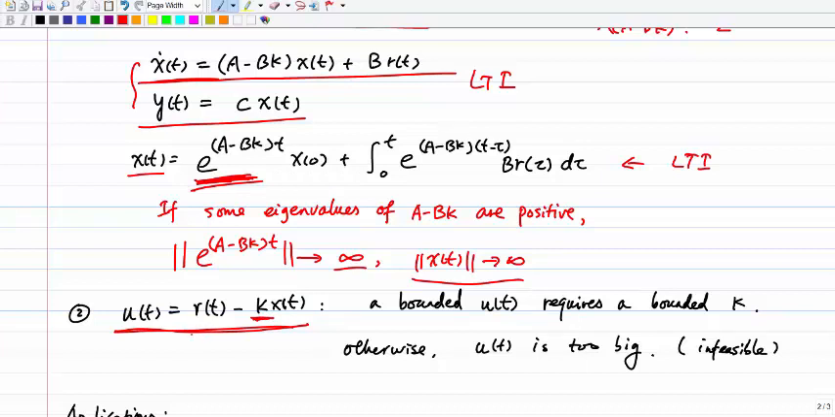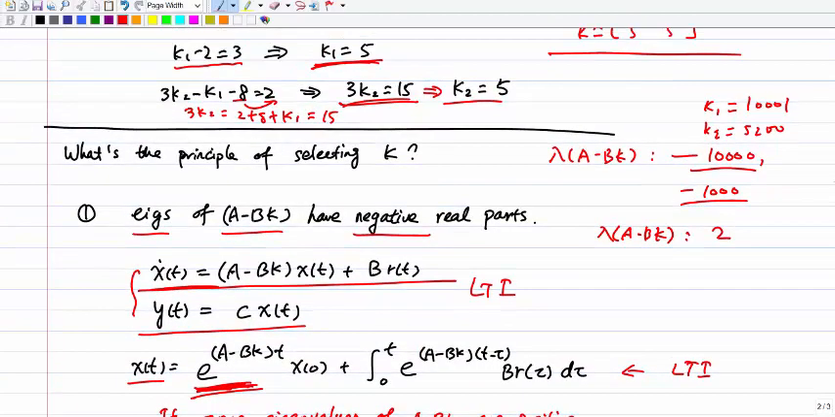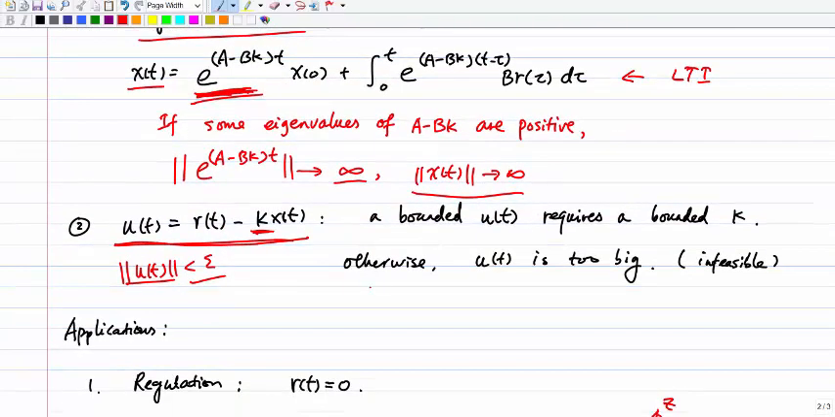Typically, if you want to have a bounded control input, it should be pretty small, less than a certain value, for example. So you don't want to select eigenvalues that are too negative. For example, you don't do negative 10,000. You probably want negative 1, negative 2, maybe, or negative 1, negative 1. That's good enough, right? Otherwise, the u(t) is too big. So in terms of implementation, that's not feasible.